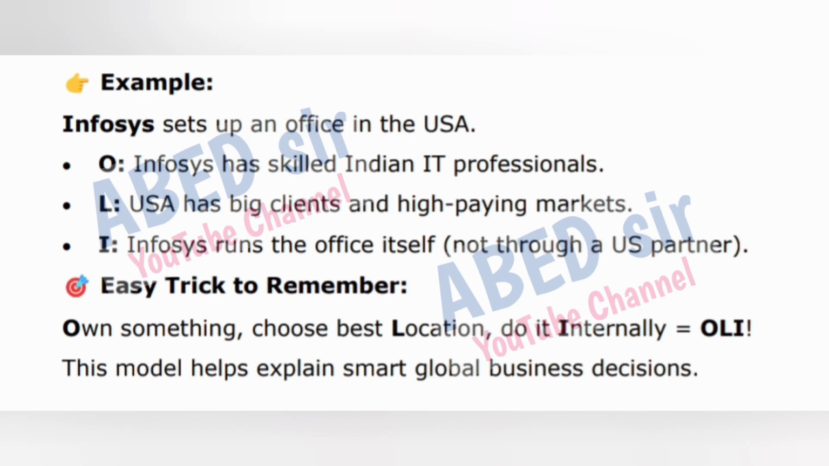O. Infosys has skilled Indian IT professionals. L. USA has big clients and high-paying markets. I. Infosys runs the office itself, not through a US partner. Easy trick to remember. Own something, choose best location, do it internally is equal to OLI. This model helps explain smart global business decisions.